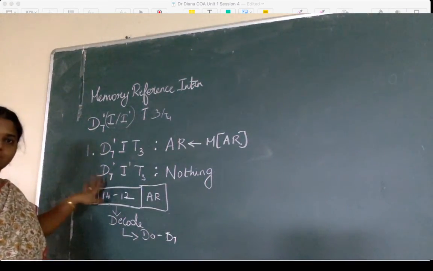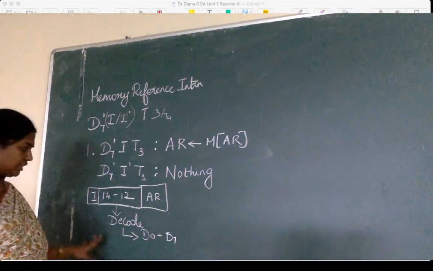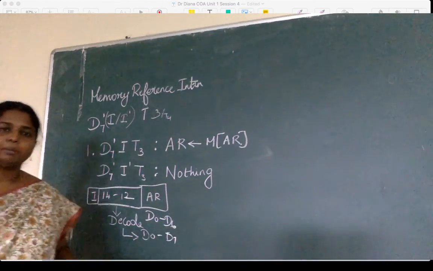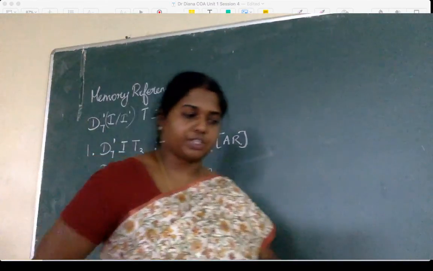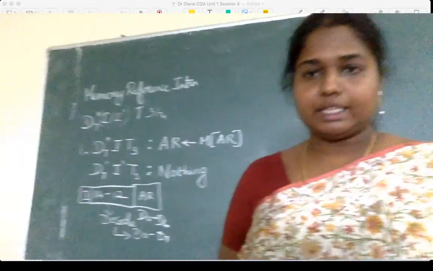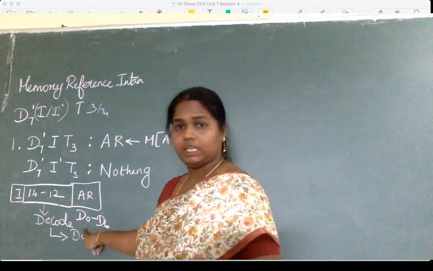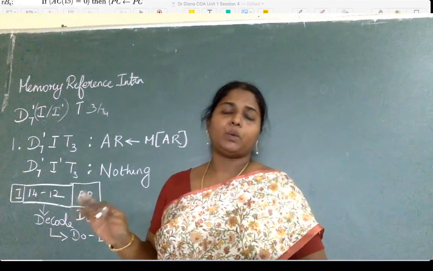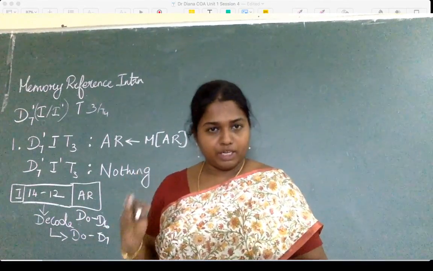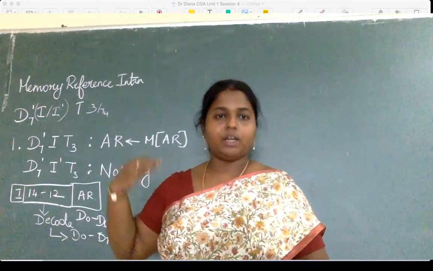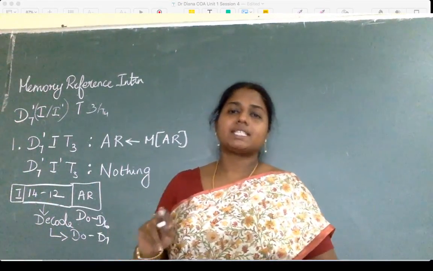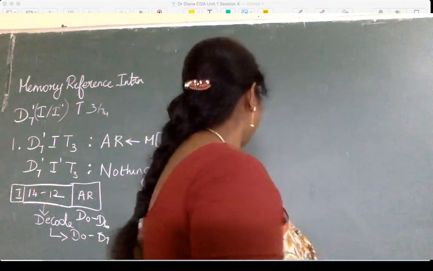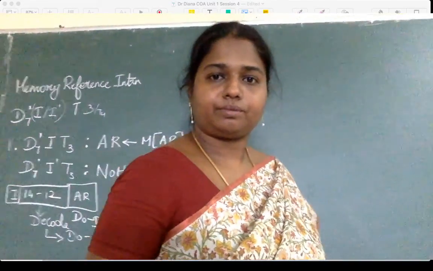D7' is always, so D7 is always going to be 0 for memory reference instruction. So I am going to use signals D0 to D6 to differentiate between different memory reference instructions. I am going to have 7 different instructions because we have only 7 different values. For D0 I am going to have an instruction, for D1 I am going to have an instruction. Likewise I am going to have 7 memory reference instructions. So we are going to look into each of these memory reference instructions.